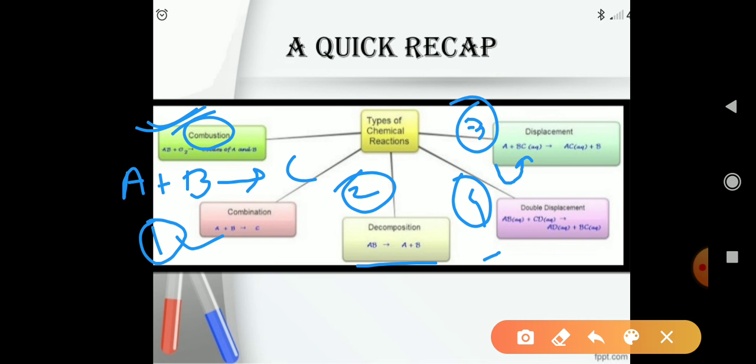So thus we studied the different types of reactions, mainly four types: combination, decomposition, displacement, and double displacement reaction.